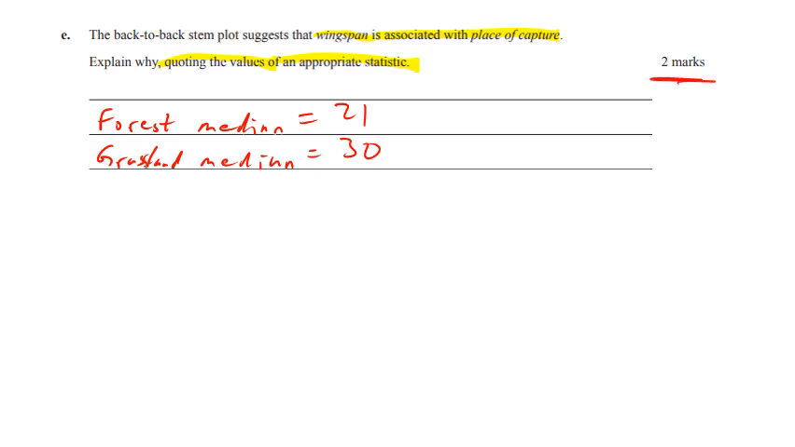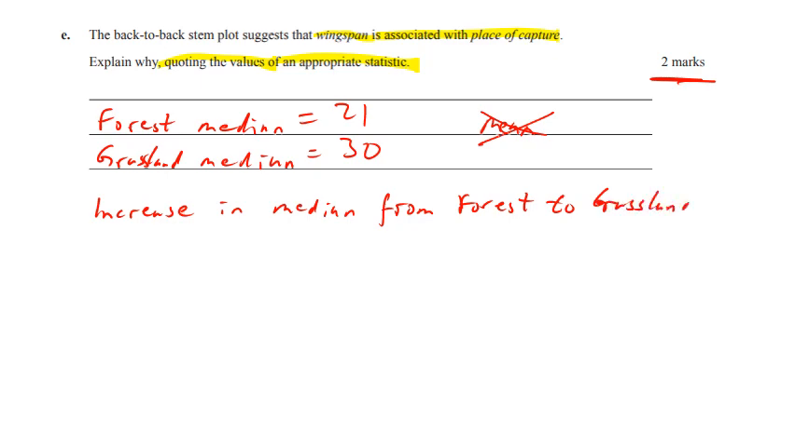This is a 2 marker, so they're looking for 2 things. One is, did you quote an appropriate statistic? Mean is not allowed because it wasn't given in the data. I mean, you could have calculated it from the raw data, but really, just use the median you got given, all right? And you've got to say the medians differ. So you could say anything comparing the 2 things, for example, there's an increase in median from forest to grassland. Something along those lines. And that's your 2nd mark for this question.